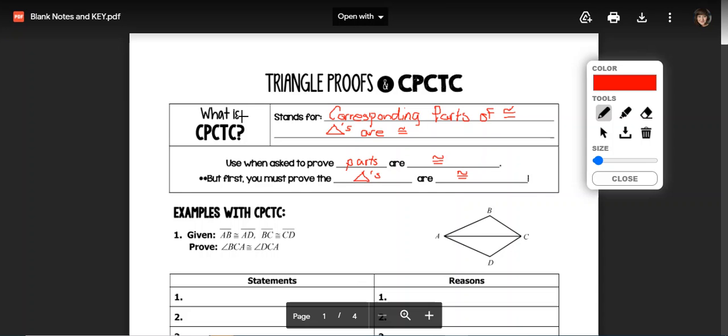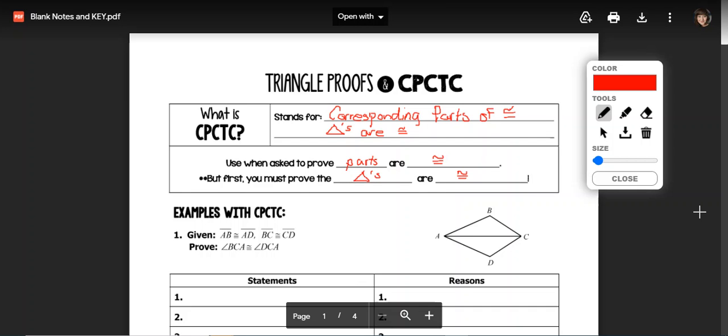Today we're going to talk about triangle proofs and CPCTC. So, what is CPCTC? If you've said corresponding parts of congruent triangles are congruent, then you're right. I know it's tempting to say congruent parts, but it's not. Remember, it's corresponding parts of congruent triangles are congruent. Basically, it's saying that if you have two triangles that are congruent, each of the parts, each of the sides, each of the angles are also congruent.